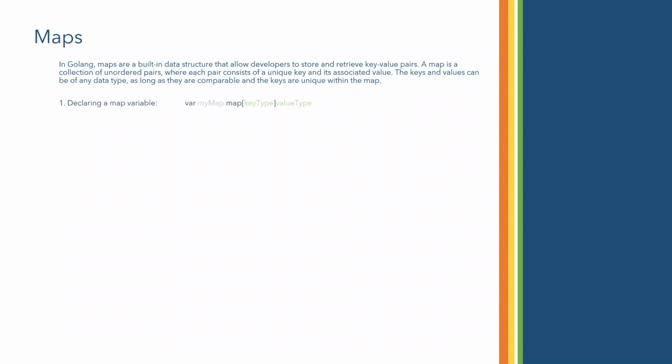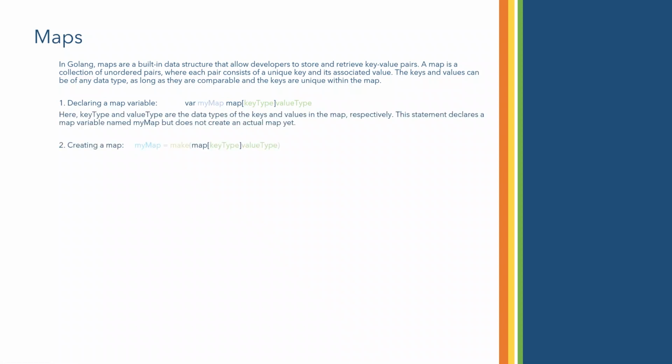How to declare a map? Using the var keyword, you can declare a map: var, the map name, then map followed by the key data type in square brackets and the value data type. That's it. And creating a map: you can create a map using the make keyword, which creates an empty map. Alternatively, you can do both declaration and creation in one step using map name, colon equals, make map of key data type and its value data type.